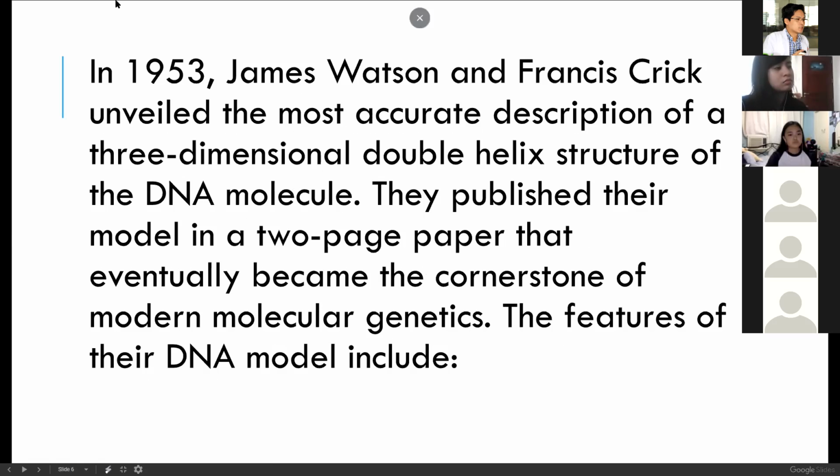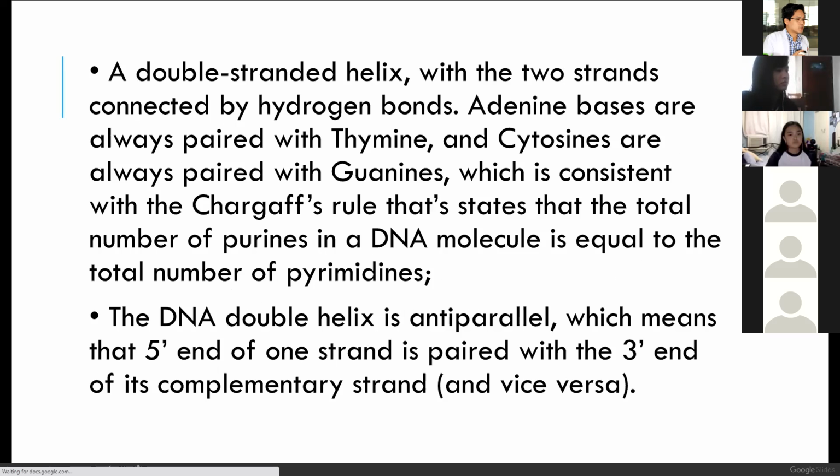In 1953, it was James Watson and Francis Crick who created the model. They observed that the DNA is composed of a double helix. They published a two-page paper, which gives us the feature that DNA is a double-stranded helix with two strands connected by hydrogen bonds.